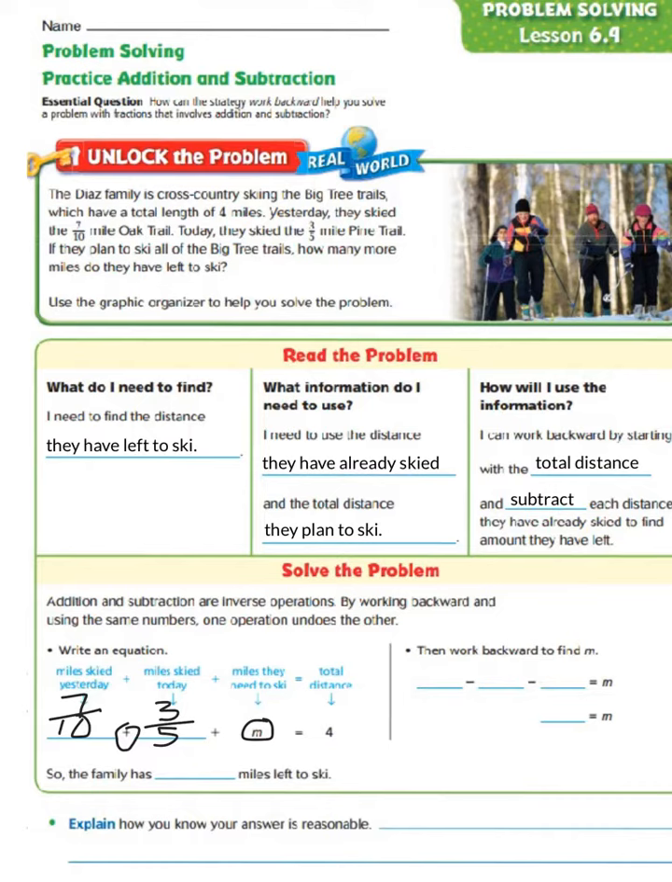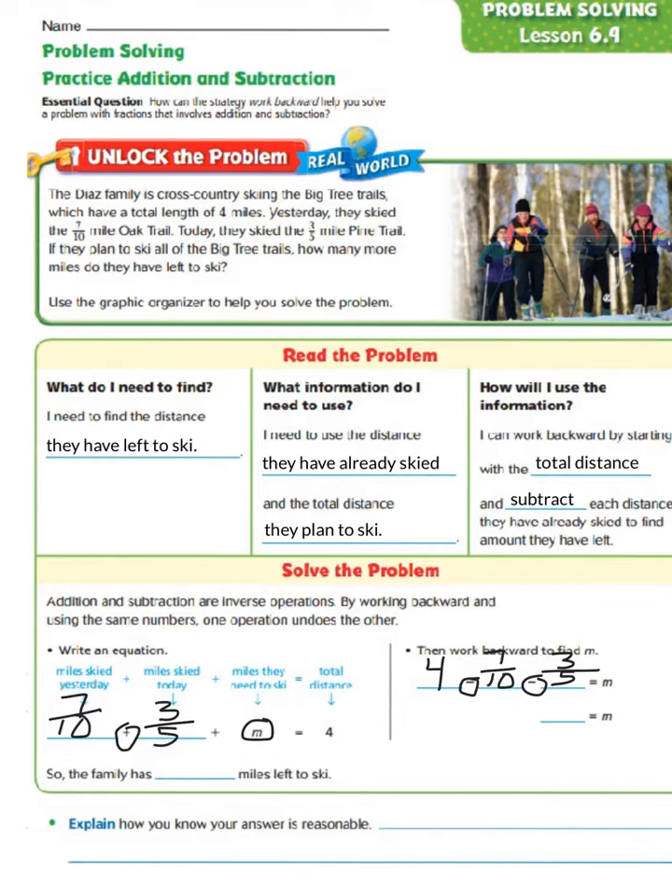So then work backwards to find m. We know we're going to add, so the opposite, the inverse, is subtraction. So let's begin by taking our 4 minus the amount that they skied of 7/10, minus the amount that they skied of 3/5 for today, equals our m. So in order to solve this, we know that we have to find equivalent fractions and a common denominator.